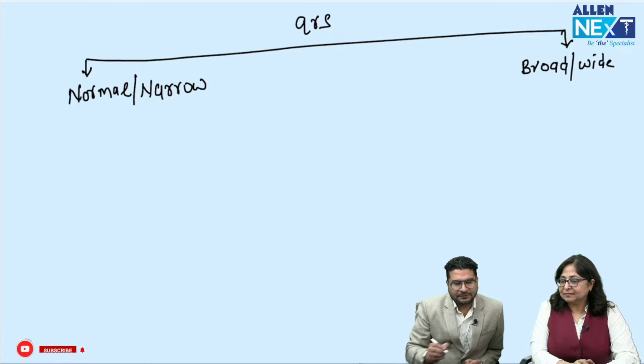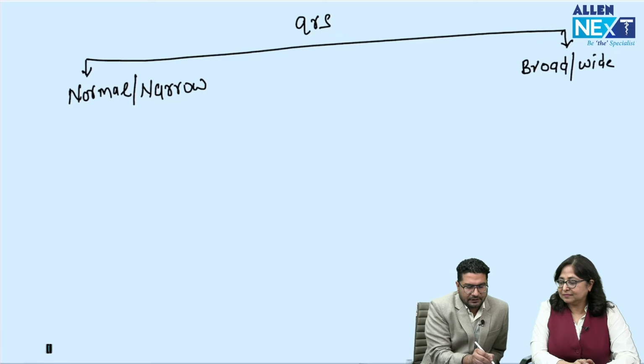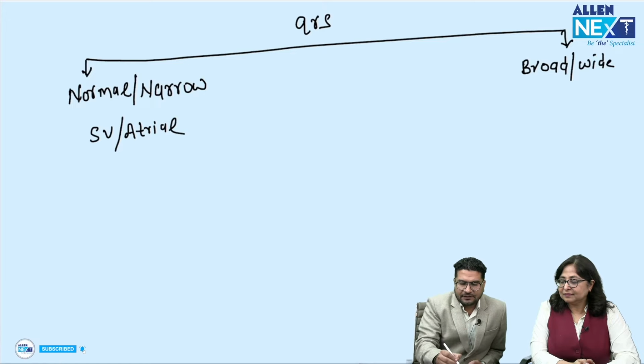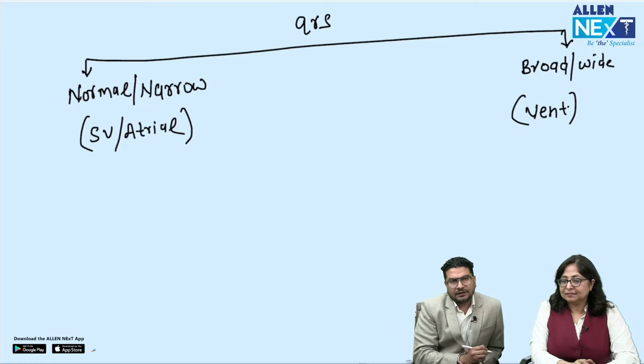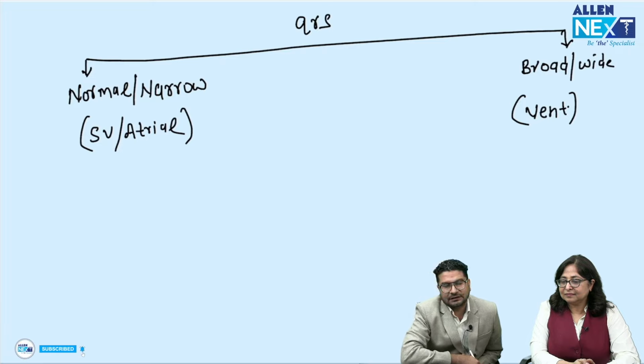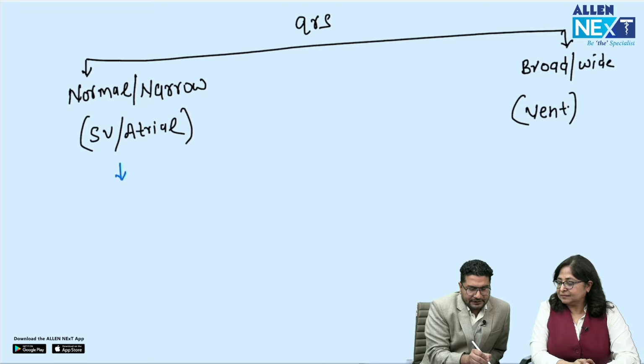So normal QRS means this is a problem above the ventricle. Above the ventricle means we call this supraventricular, or we can call this atrial. And broad QRS means this is a problem in the ventricles. This is something that you should remember. Now just try to understand this. After looking at QRS, what is our next job? We have to see the RR interval.